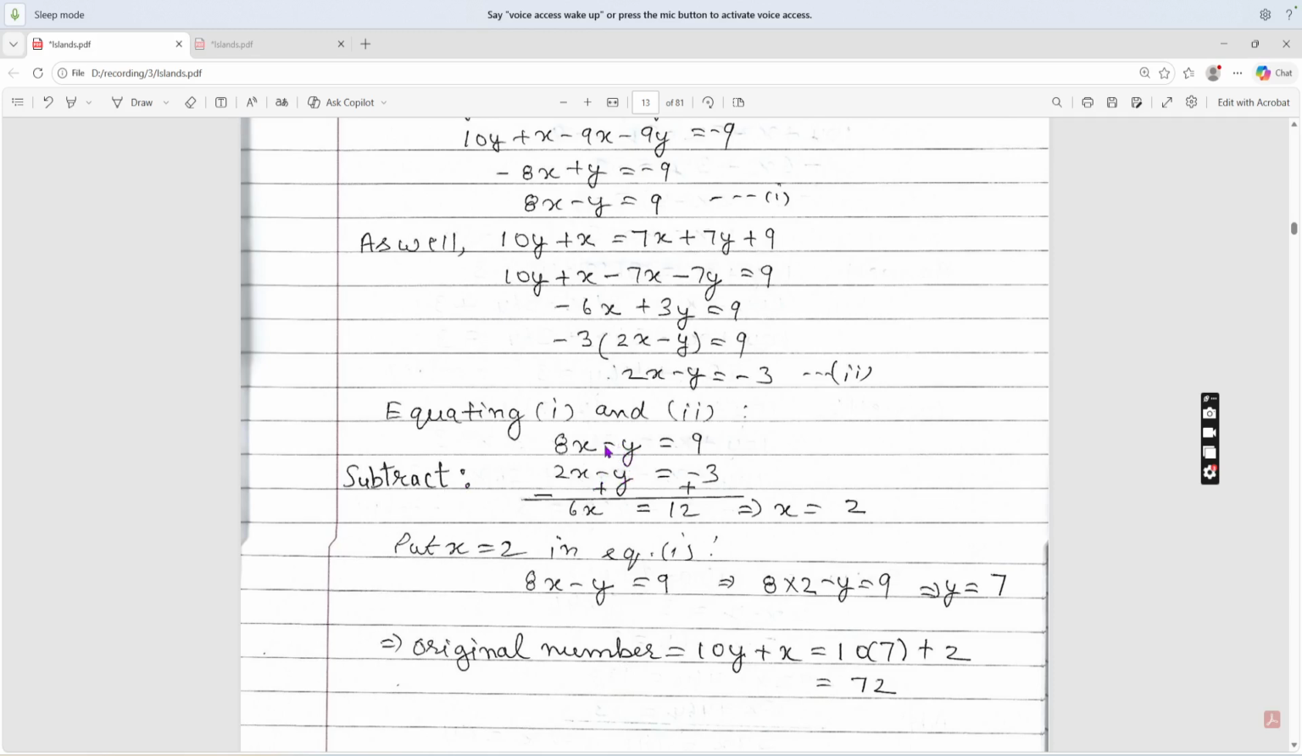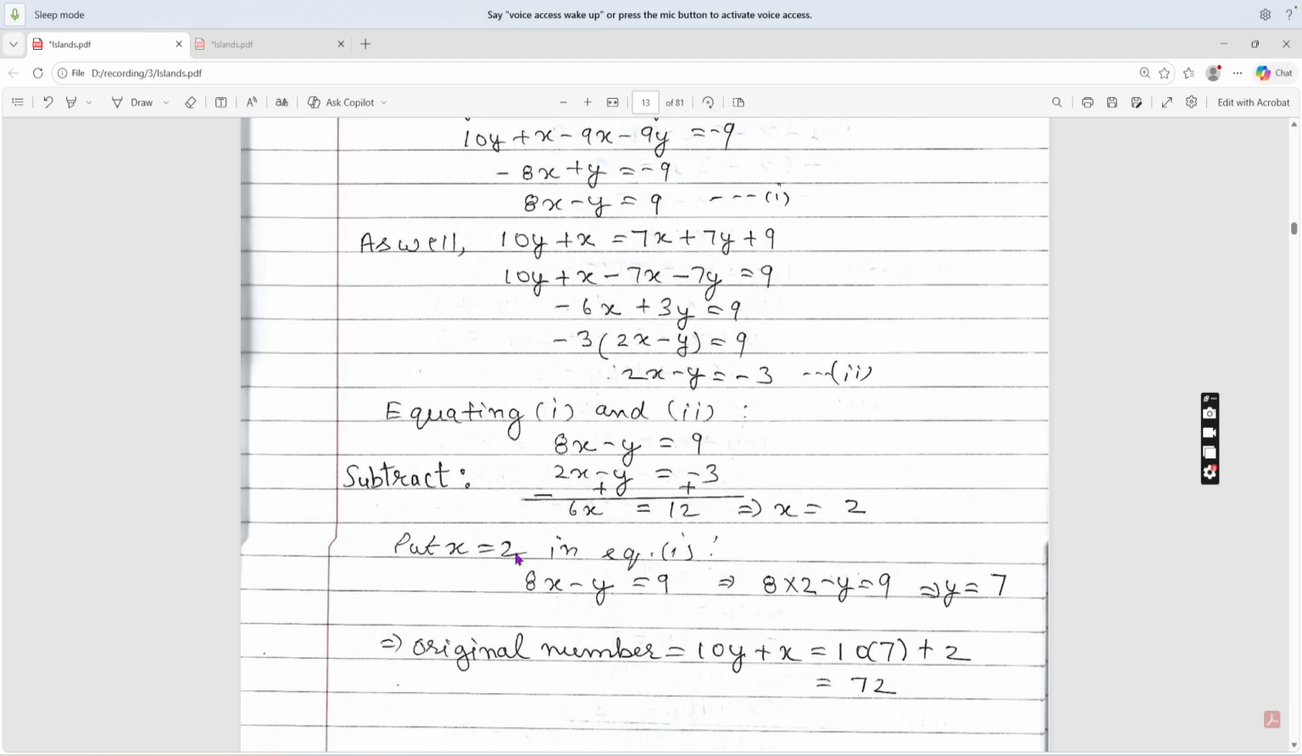Both the coefficients are the same, that is -1, -1. So when the coefficients are the same, we are going to subtract. Now this plus becomes minus, this minus becomes plus. So 8 minus 2 is plus 6, minus y plus y is 0, plus 9 plus 3 is equal to 12. So x is equal to 12 upon 6, that is 2.